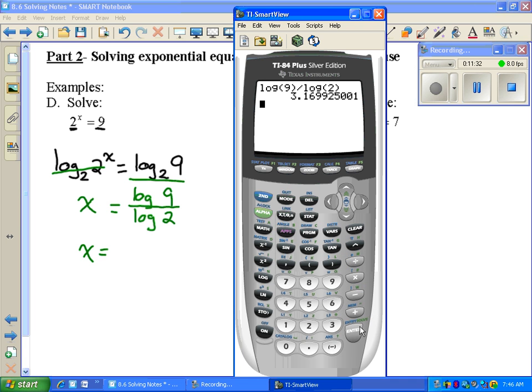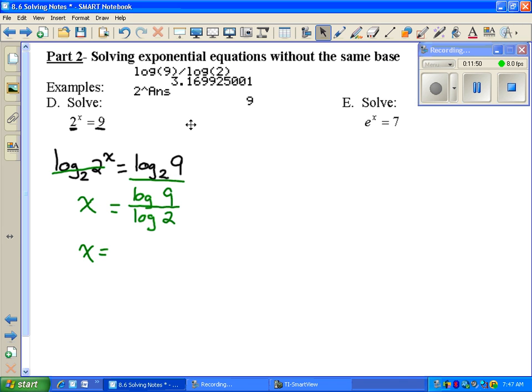Does this work? Let's find out. Let's take 2 to the, and I'm going to hit second negative to bring up my previous answer. And if I do that, I get 9. So it works. It checks out. So my answer for this, one more time, if I round to 2 decimal places, is 3.17. Wow! I can take a variable out of the exponent. That's huge, guys. You could never do that before. That's the purpose of logs. All right. Well, let's go to letter E. E to the x is equal to 7.